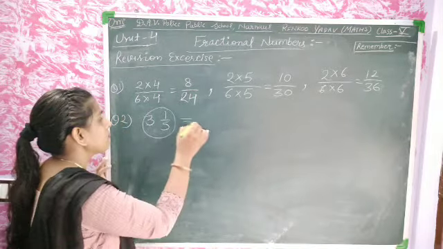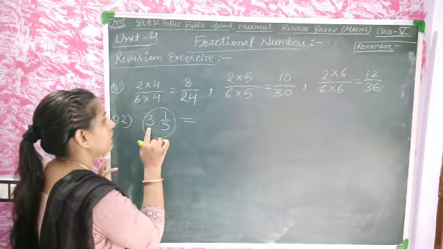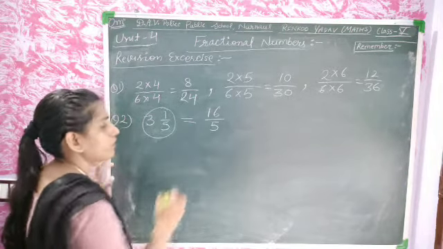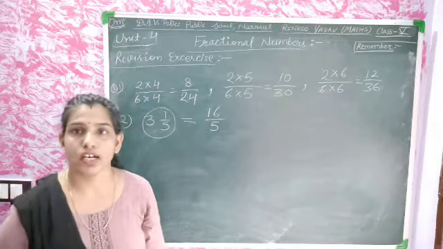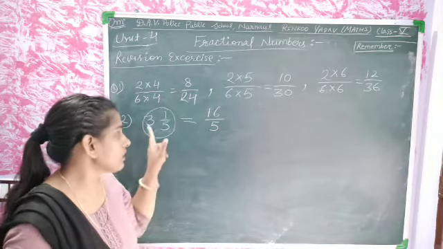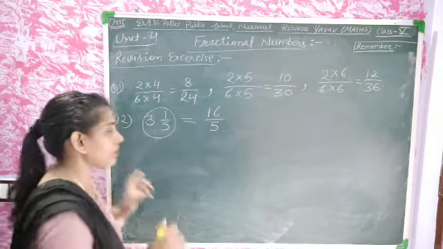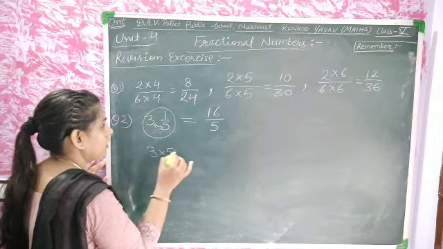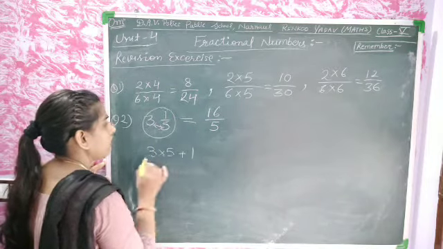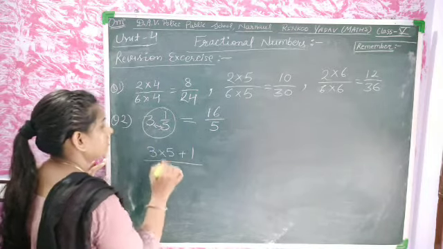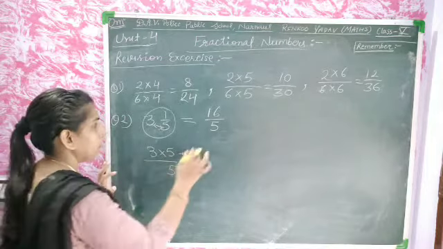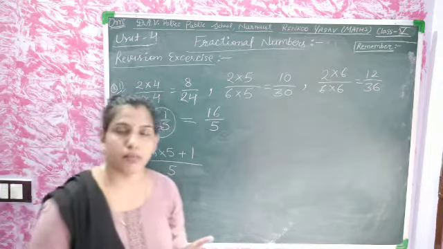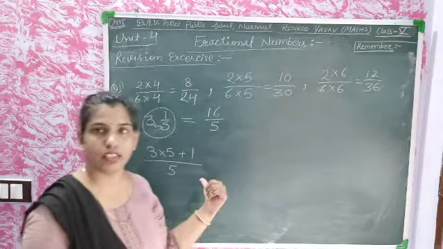It is compulsory. 5 threes are 15 and 15 plus 1 is 16, divided by 5. We have already done in the 4th class how to change a mixed number into an improper fraction. First multiply 3 into 5 and then add the numerator 1, divided by the same denominator 5, and we get 16 by 5. Is this clear, students? And the remaining questions you will do yourself like this question.